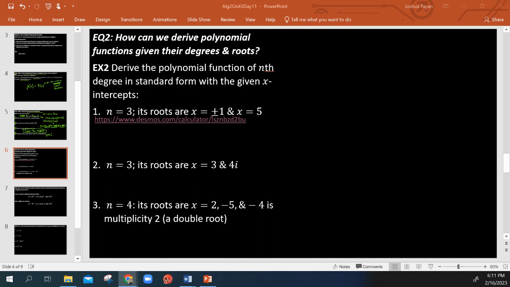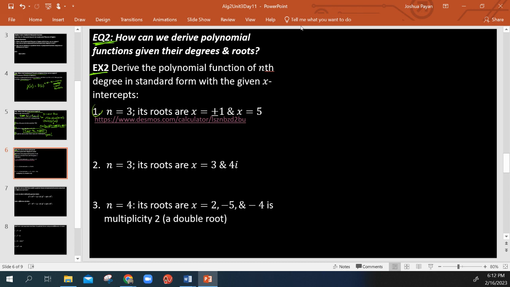Okay, so this video is going to be our day 11 video, our second day 11 video for Unit 3 of Algebra 2. And in it, we're answering this EQ here, deriving polynomial functions given the degree and the roots, right? So here in this example and the entirety of this video, we're going to work through these three problems. And from the given nth degree, the degree of the polynomial, and the x-intercepts, we're going to derive some function of x that's a polynomial.